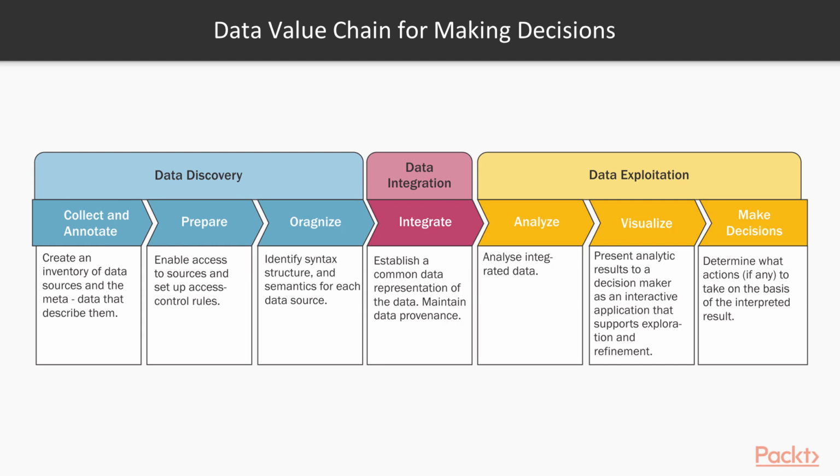Let's see the data value chain for making decisions. This diagram shows the data chain towards taking actual decisions, that is, the goal. The value chain starts with the data discovery stage consisting of several steps such as data collection and annotating data, preparation, and then organizing them in a logical order having the desired flow. Then comes the data integration for establishing a common data representation of the data. Since the target is to take the right decision, for future reference having the appropriate provenance of the data, that is, where it comes from, is important.